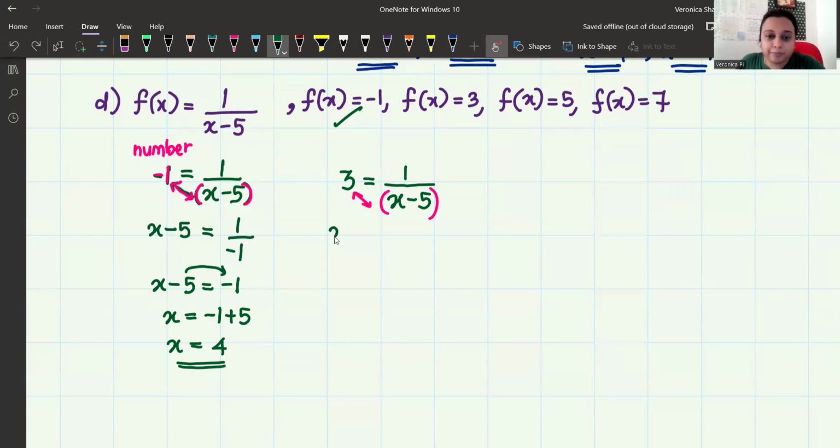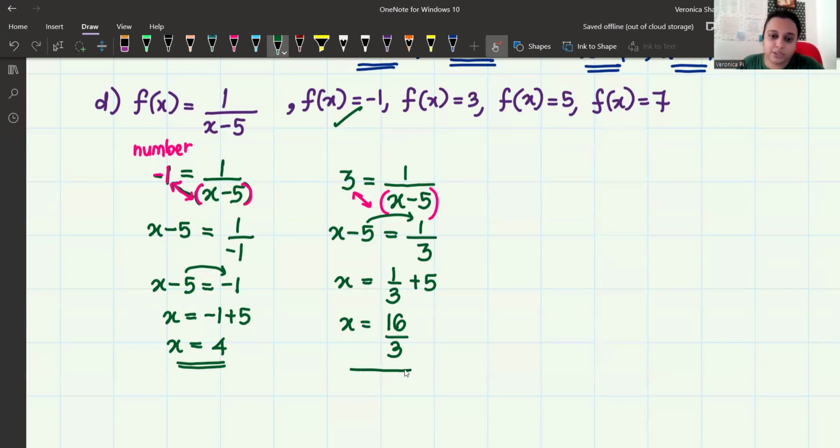Okay, so x minus 5, it goes there. Here will be 1 over 3. Then you move the 5 go behind. So dia jadi tambah 5, correct? Okay. So 1 over 3 tambah with 5, teacher get 16 over 3. So this will be your answer. Cannot simplify, so we leave it like that.